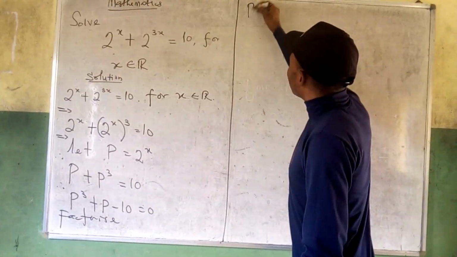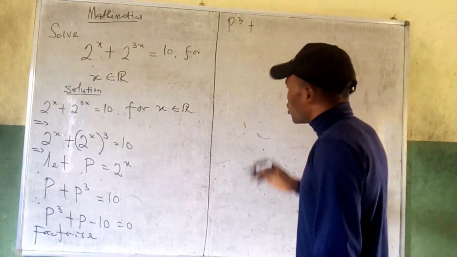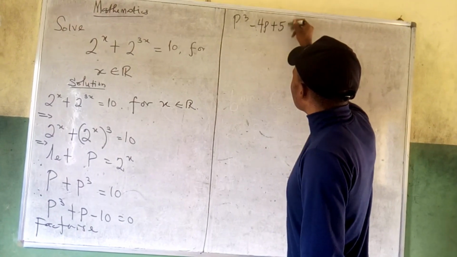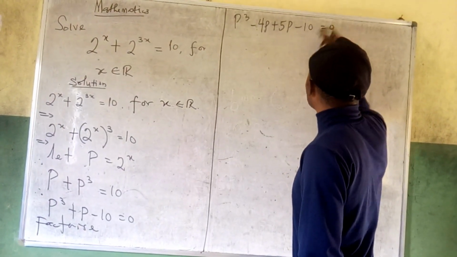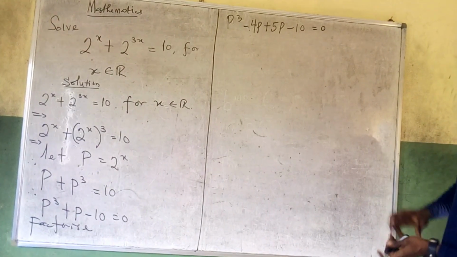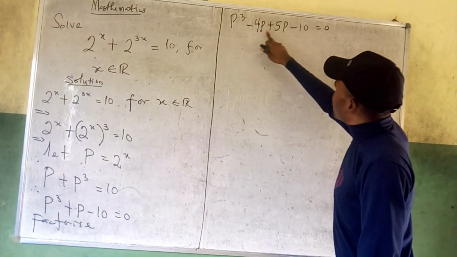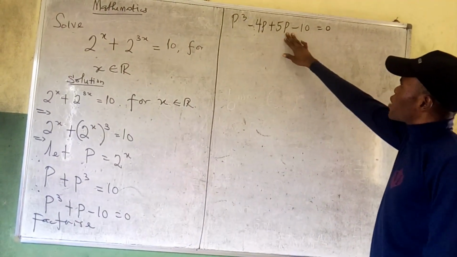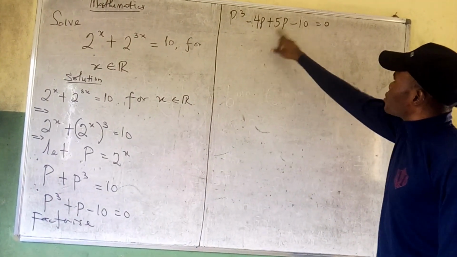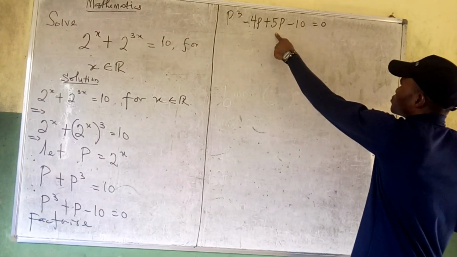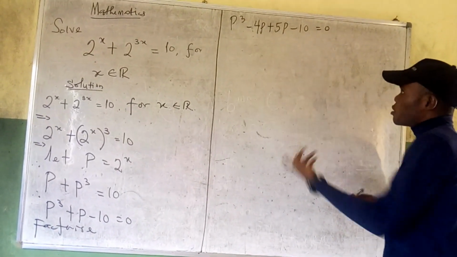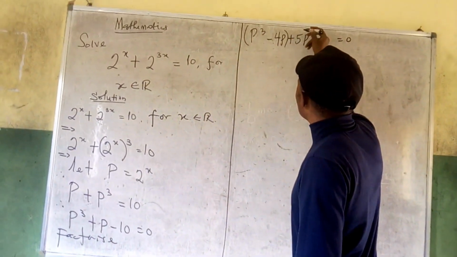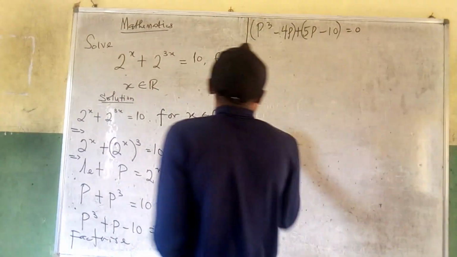Watch. I can write this equation as p cubed minus 4p plus 5p minus 10 equals 0. If I do this, watch, minus 4p plus 5p equals p. And why did I go for 5p? I went for 5p because I know that 10 is divisible by 5. So we have 4 terms here now, so we can group them in twos this way. Then let us factorize.